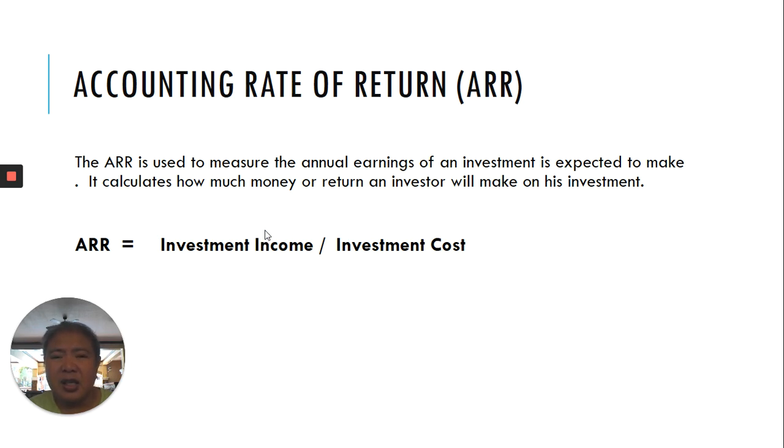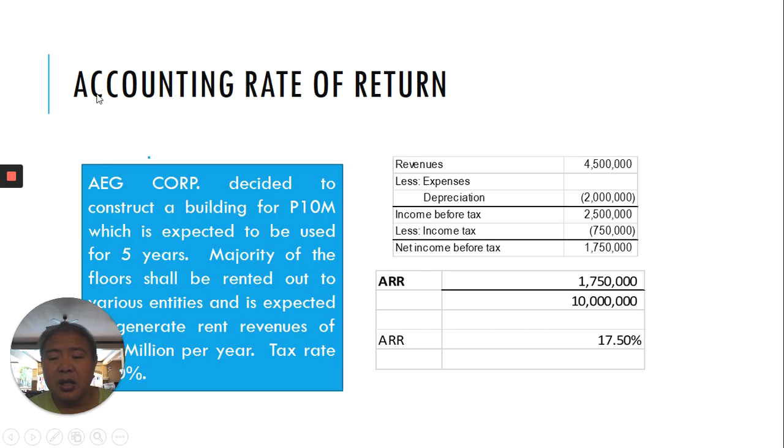Let's have an example using the example earlier. Here we have computed the net income after tax of 1,750,000. So your accounting rate of return is 1,750,000 divided by 10 million, or 17.5%. Now, is this acceptable or not? As I mentioned, we have to compare this with the cost of capital. In this case, the cost of capital that we use is 6%. So when we compare this to the 6%, this is more than 6%.